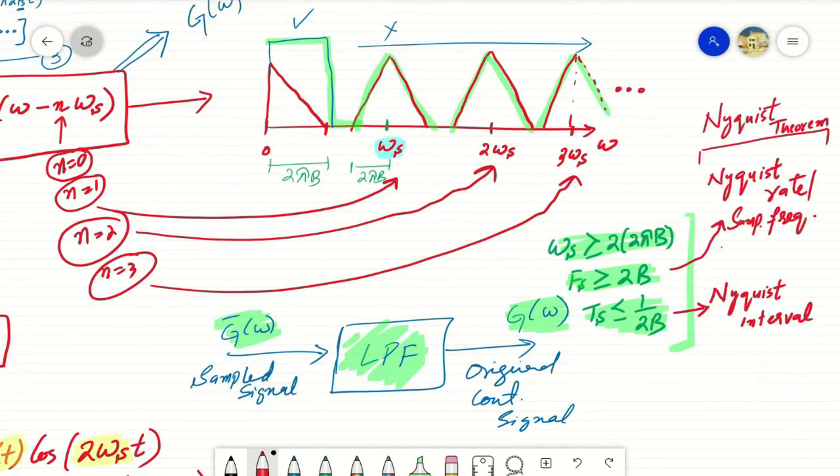The process of reconstructing a continuous time signal g of t from its discrete samples is also known as interpolation. That is, a band limited signal g of t can be reconstructed from the sampled signal g bar of t by passing it through an ideal low pass filter. So this interpolation process here can be represented through ideal low pass filtering in frequency domain.